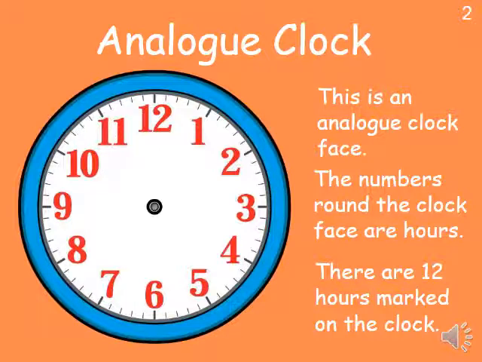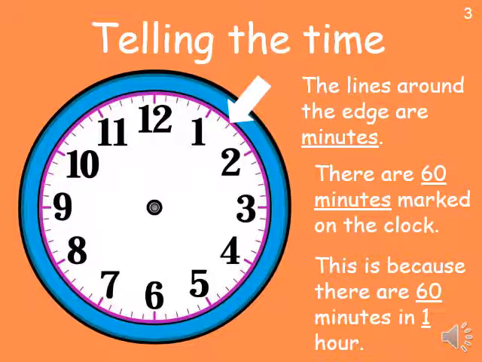The first explanation about telling the time, we have to look at one example of a clock, an analog clock. This is an analog clock face. The numbers around the clock face are hours. There are 12 hours marked on the clock. As you can see, there are 12 numbers on the analog clock.